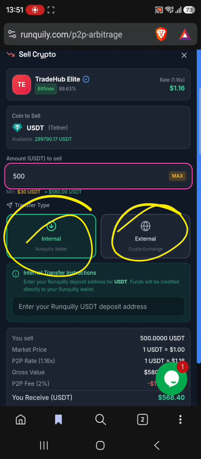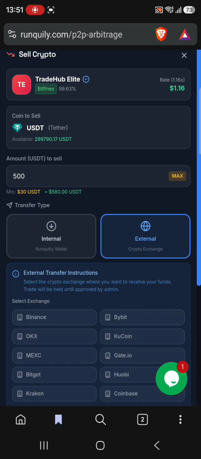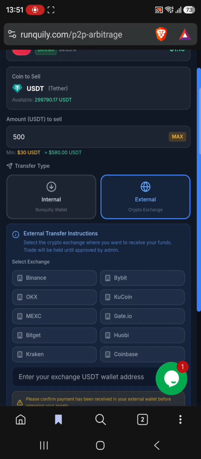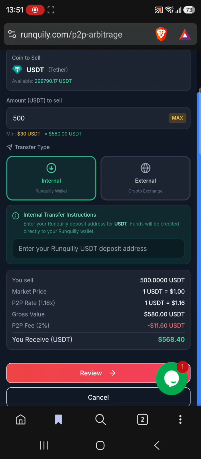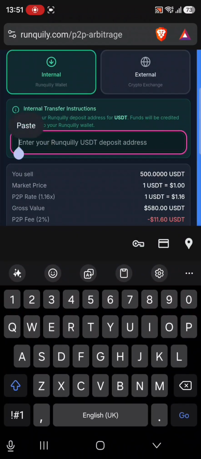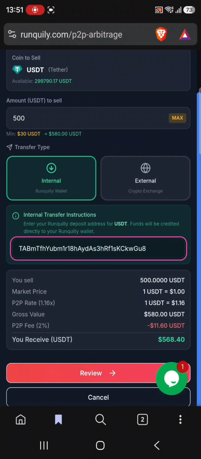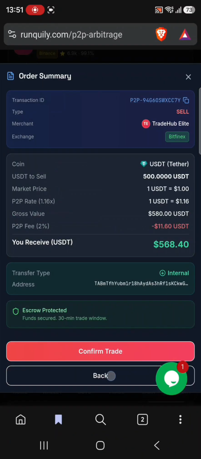You can trade crypto arbitrage trading. You buy assets at a lower price in a centralized platform and sell them here, and you receive in your Ranquilly account, or you can choose to receive in your external wallet, that is Binance, OKX, MEXC, and so on. All this you are seeing here. So for now, we'll be receiving in our internal wallet, but I'll get time and make another video where I'll be receiving in my external wallet. So just paste my Ranquilly deposit address: you go to deposit an amount in Ranquilly, then you copy the deposit address, that's my address, then I review.